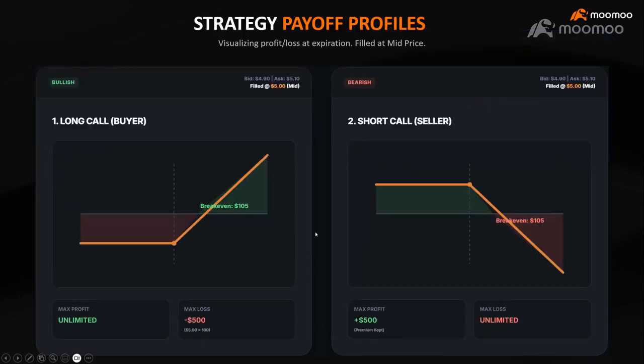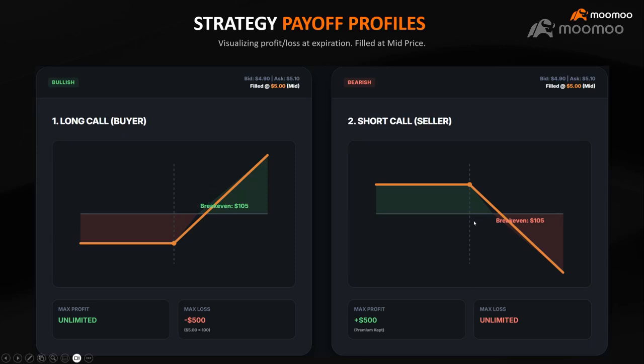Okay. So let's look at the final parts. Because we understand there are four different kinds of roles for the options, and four different ways to approach the options market, right? But we need to understand what the P&L diagram looks like.